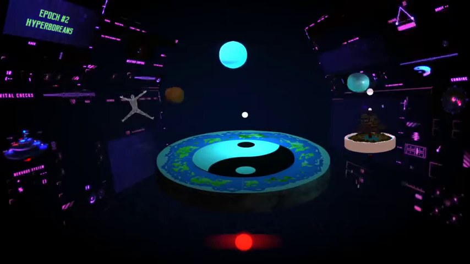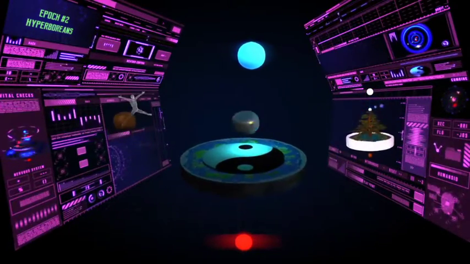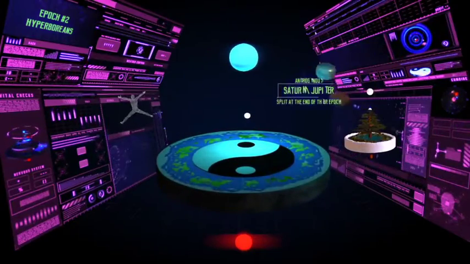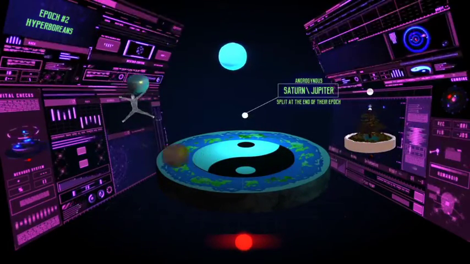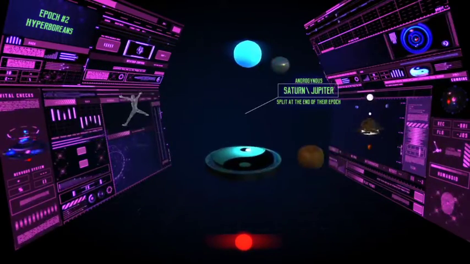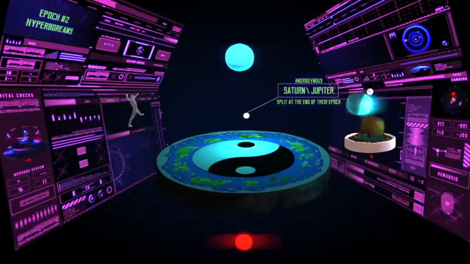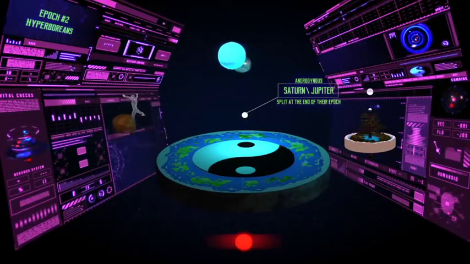This new Hyperborean realm comes complete with its own solar system to regulate its physical space, time, and matter. The very first sun and moon are also created, Jupiter and Saturn. However, at this stage, they are androgynous. They are one. They are not separated. They only separate at the end of their epoch.